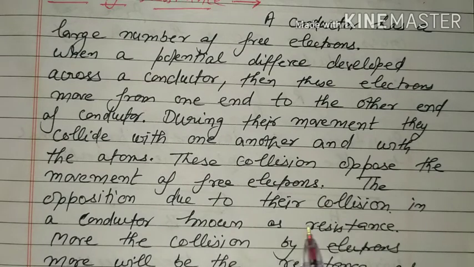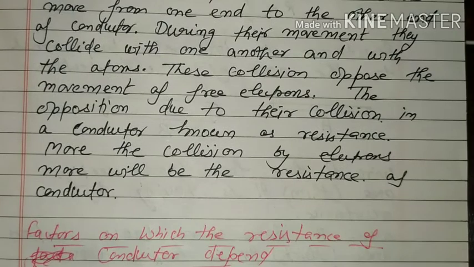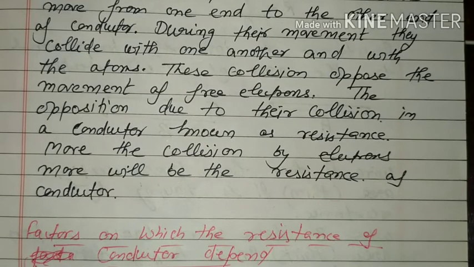The opposition due to their collisions in a conductor is known as resistance. The more the collisions of electrons, the more will be the resistance of the conductor. Resistance is mainly due to the collision of electrons when any conductor is connected with a cell, battery or a source of electricity.